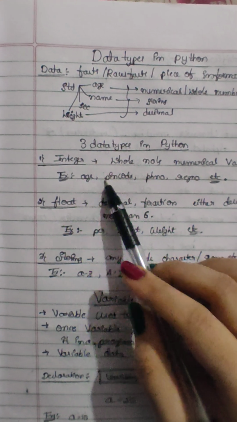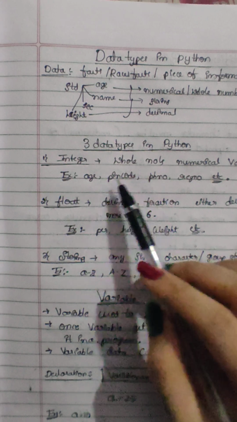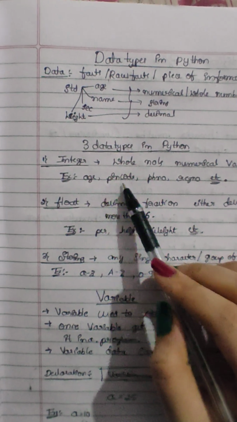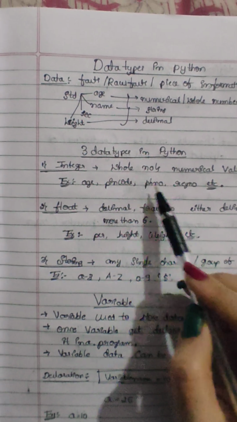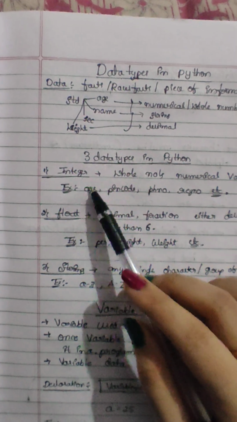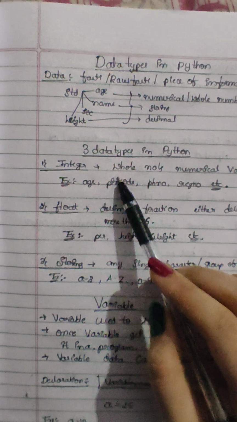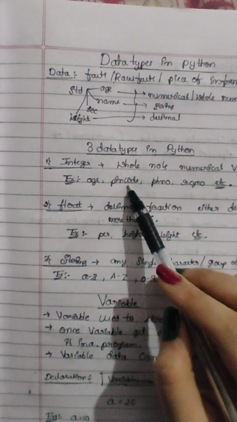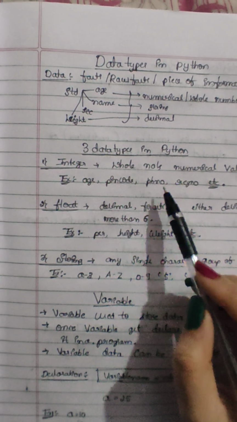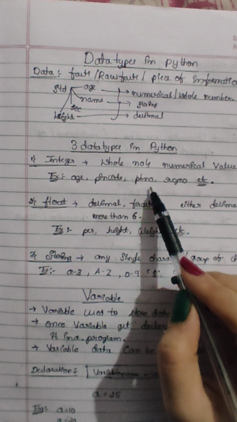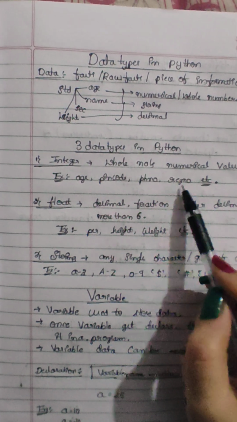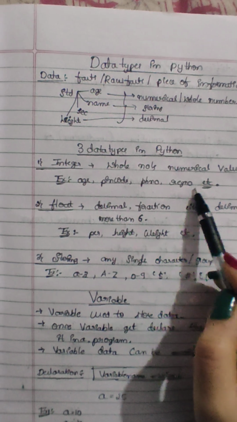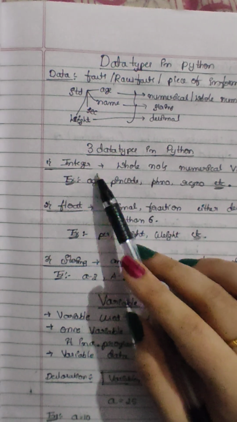Here integer will not allow any floating point values like 37.33 or 1.44. The integer data type will not contain these types of data. It contains only whole numbers like age 25, pin code 572101, phone number 95386938, register number 4239. This type of data it is going to contain.